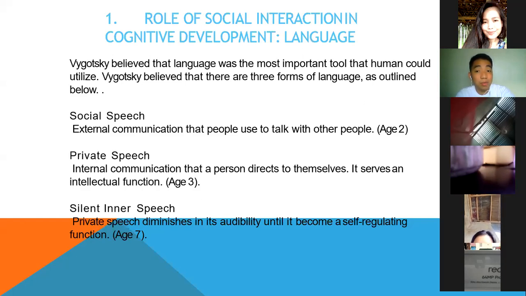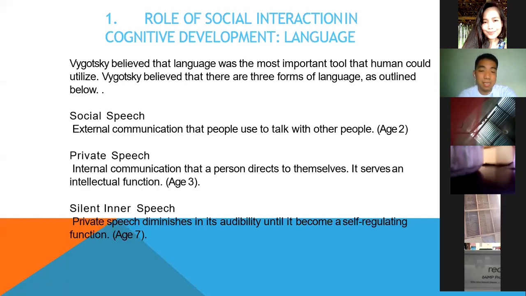And when a child talks to himself at the age of 3, that's normal. But if you talk to yourself at 20 years old, 30 years old, something is wrong with you. The next one, we have the silent inner speech.